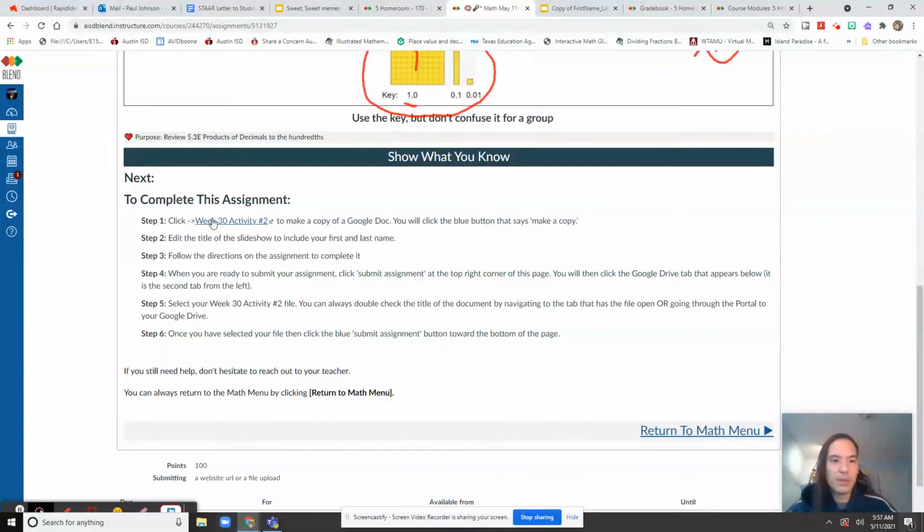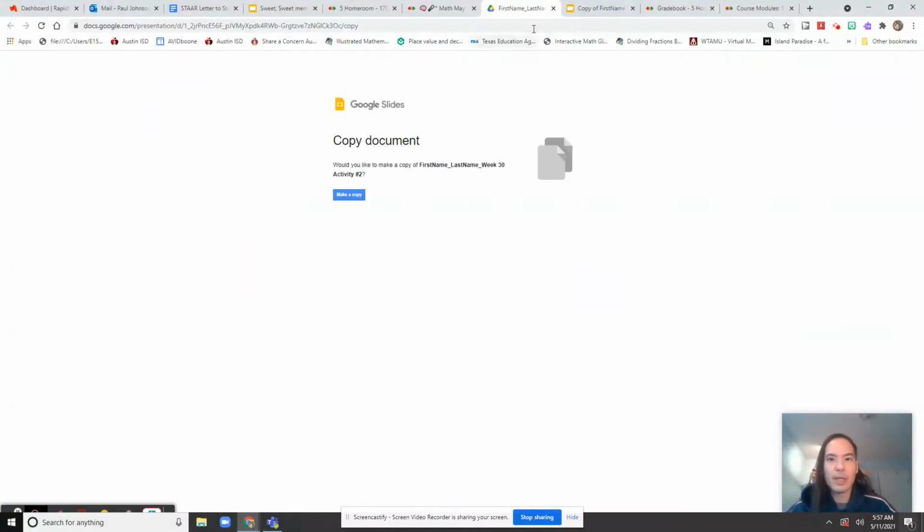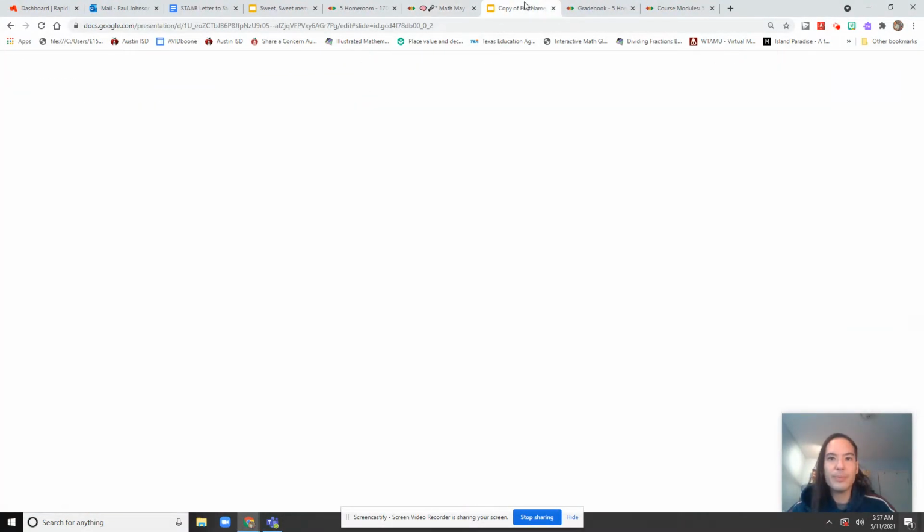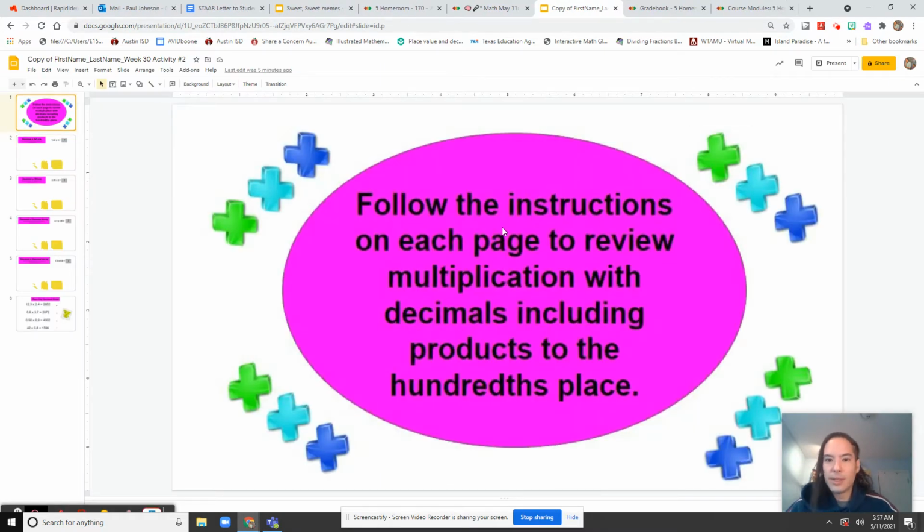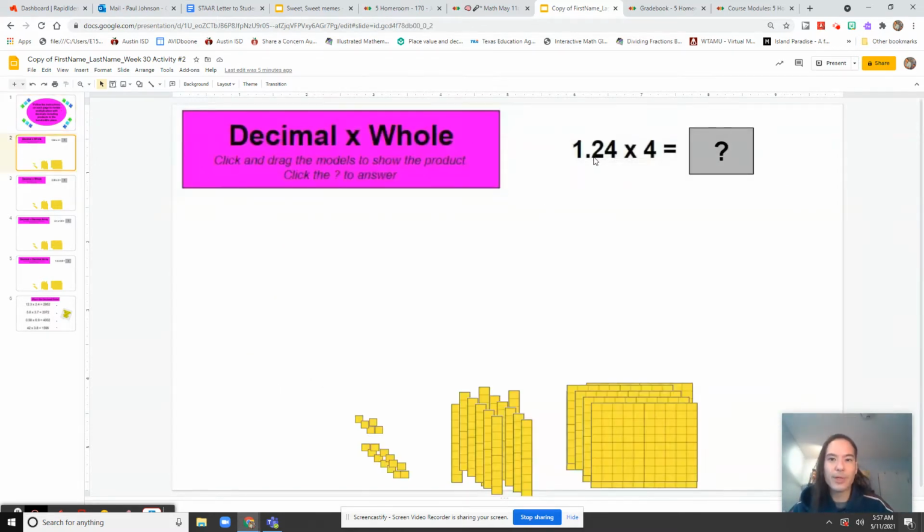Okay, so let's go ahead and click on the next. Oh, I already had that open. So here we go. Here's the next part of our assignment, and what we're going to do is follow the instructions on each page to review multiplication with decimals, including products to the hundredths place. So we are going to represent these problems and find the answer. All right. So here, I need to make 4 groups of 1 and 24 hundredths.